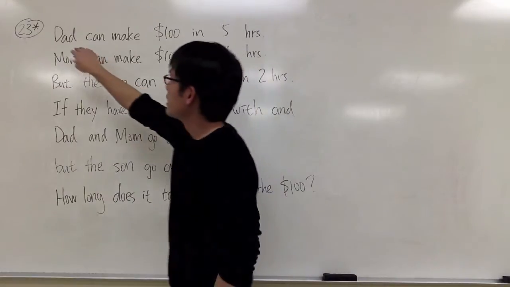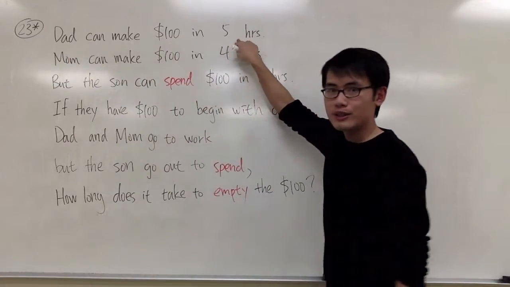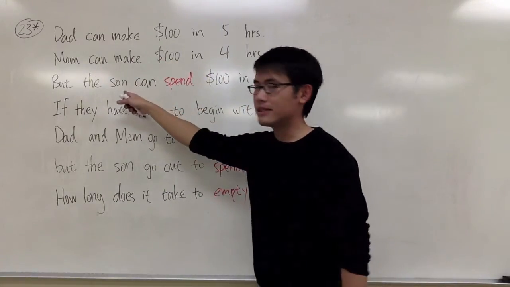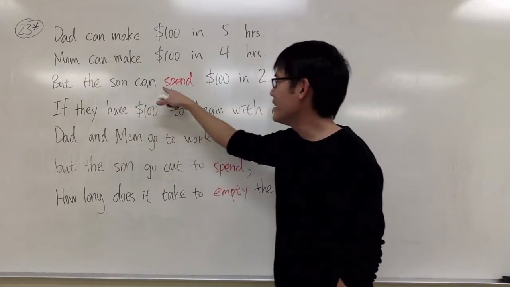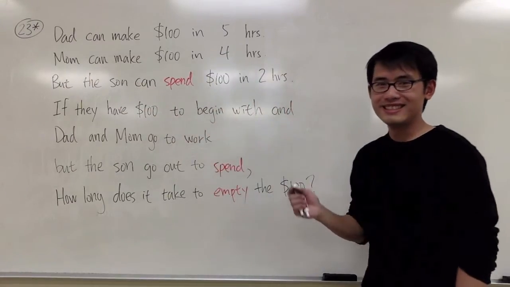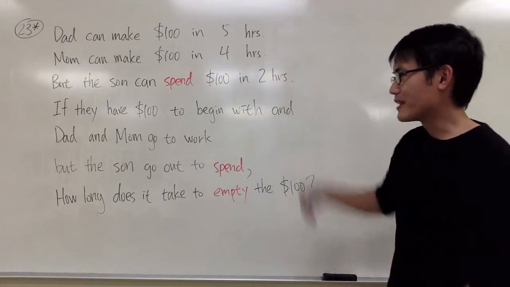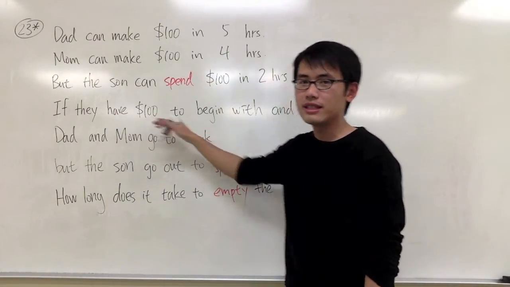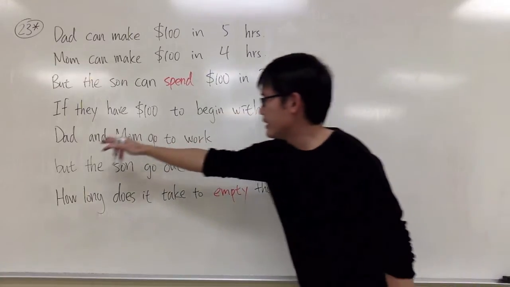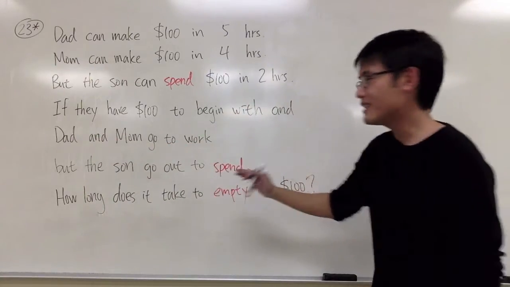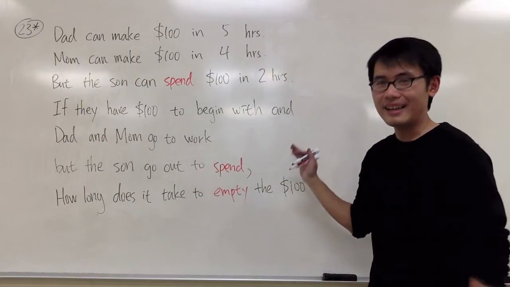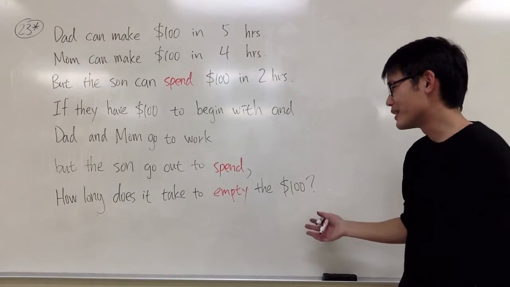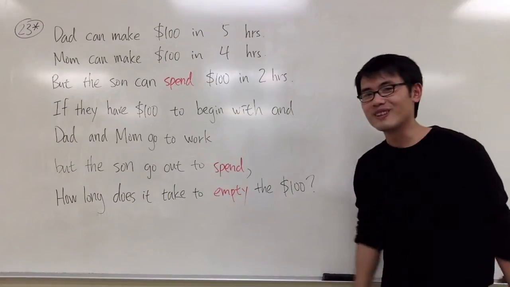So the situation is this. Dad can make $100 in 5 hours, and mom can make $100 in 4 hours. But the son is not making much money, but instead, he can spend $100 in 2 hours. Let's assume that altogether they have $100 to start off with, and one day the parents, dad and mom, go to work, but the son goes out to spend. The question is, how long does it take for them to empty the $100? In another word, how long does it take for them to lose that $100?